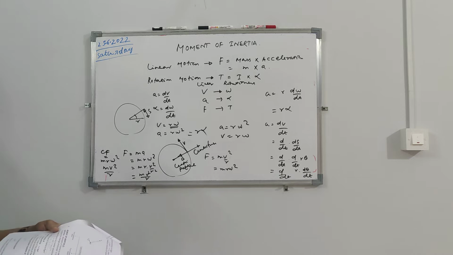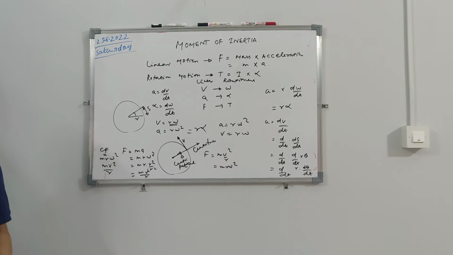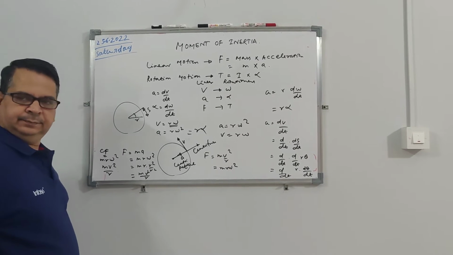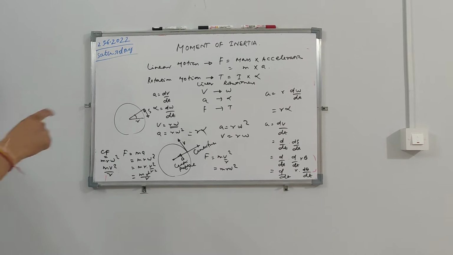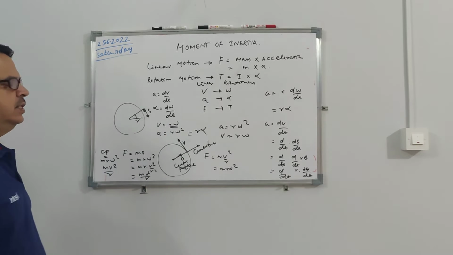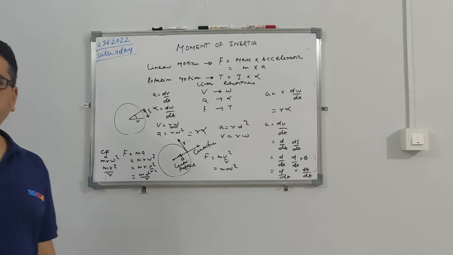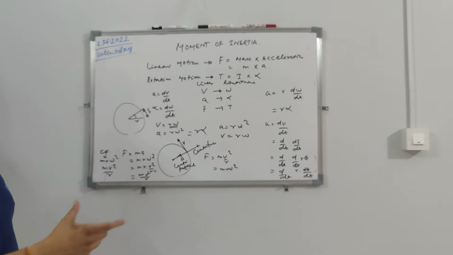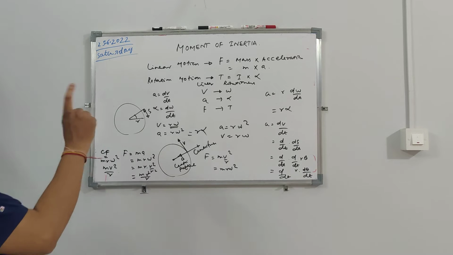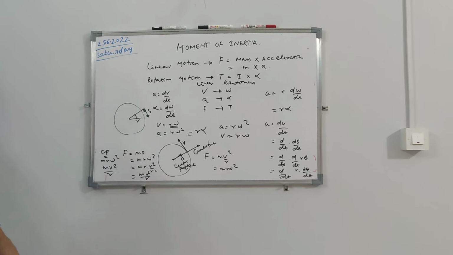You can take a picture of this. The purpose of introducing this is to say that inertia in circular motion is similar to mass in linear motion. Not inertia, moment of inertia. So there is a term called moment associated with it. So what is moment?